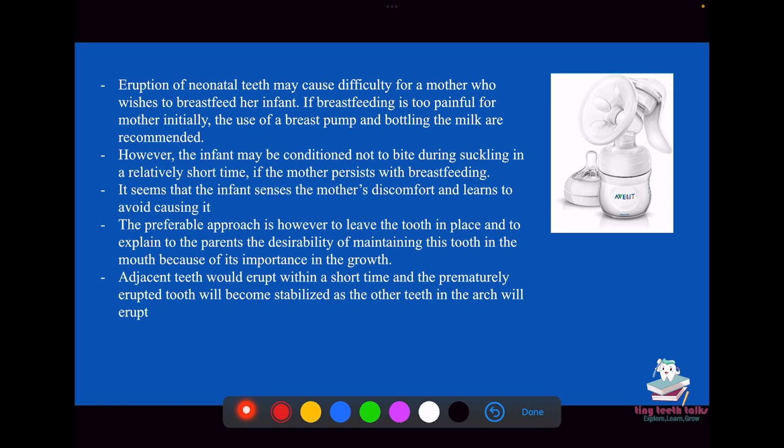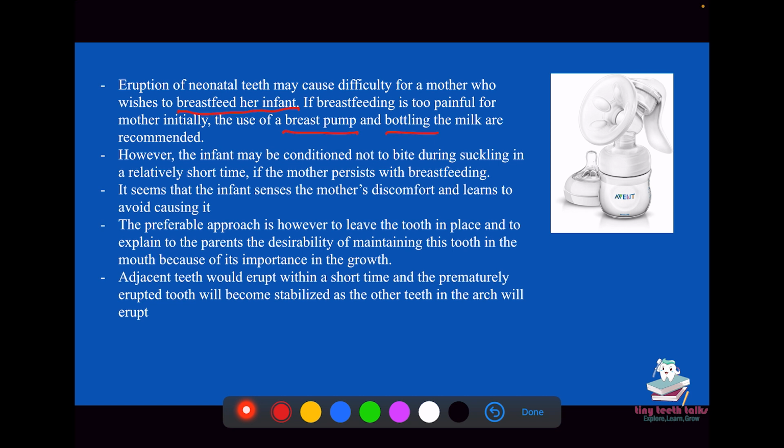Eruption of neonatal teeth may cause difficulty for a mother who wishes to breastfeed her infant. If breastfeeding is too painful for the mother initially, using a breast pump and bottling the milk is recommended. However, the infant may be conditioned not to bite during suckling in a relatively short time if the mother persists with breastfeeding. It seems that the infant senses the mother's discomfort and learns to avoid causing it.